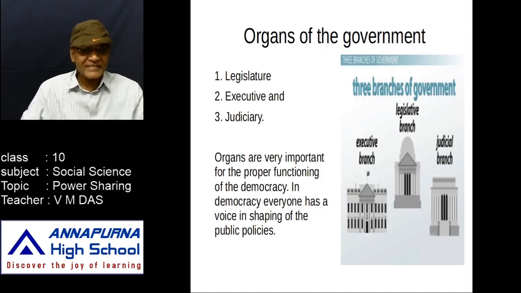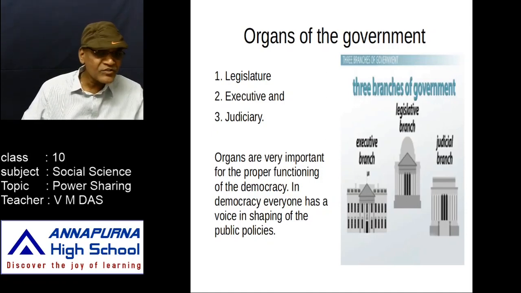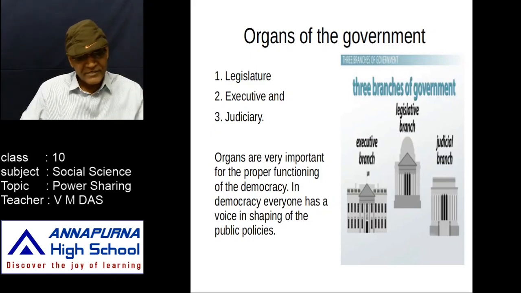So in a democratic type of government, we can see the role of these three organs: legislature, executive, and judiciary. Each organ has its responsibilities and duties. It performs them. So ultimately, these three organs play a very important role in every democratic country.